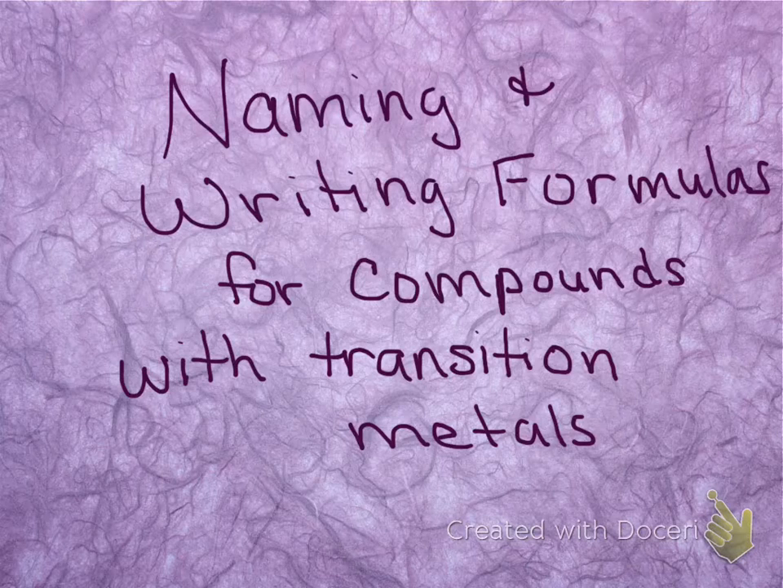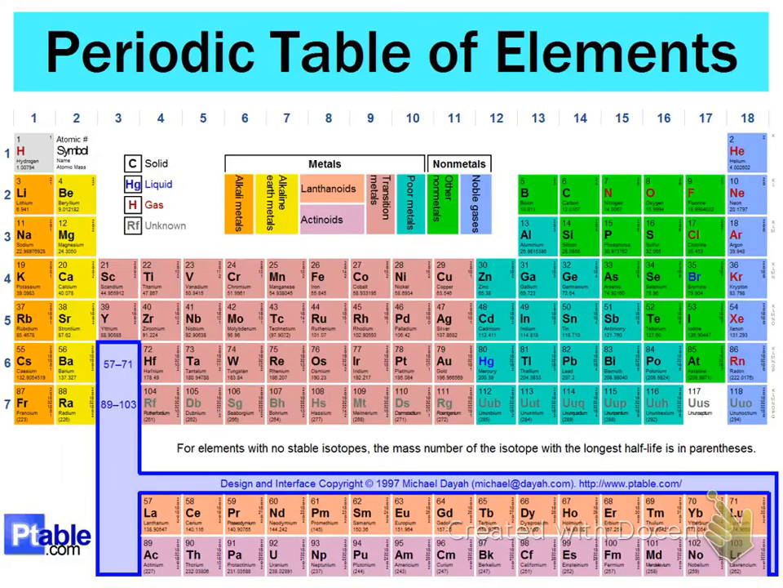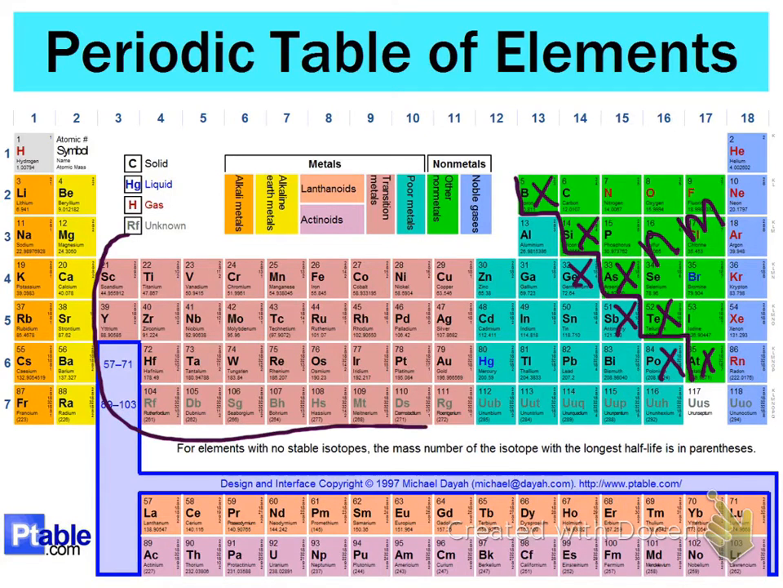This PowerPoint should help you figure out how to name and write formulas for compounds that contain transition metals. Before we can go too far, we need to figure out what the transition metals are. So if we draw a line that separates the nonmetals from the metals, remember I'm going to put an X through the metalloids. All of these elements, beginning in group 3, all the way up to the metalloid line, are the transition metals.